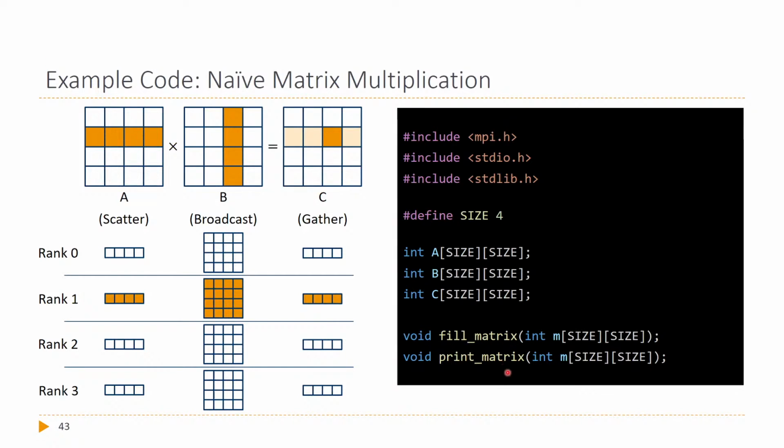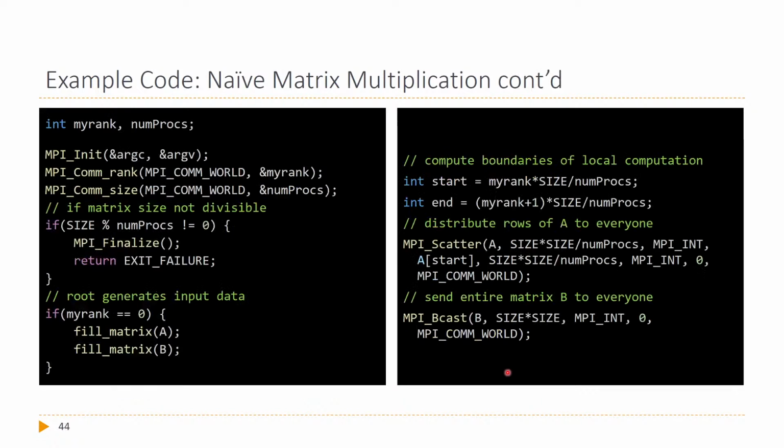They're not on the slides, so just assume that they are available and will be linked somehow into your program. Then we have variables for the rank ID and the number of processes. We call our init as we have to. We check the rank of everybody and the total number of ranks we have available. Then just a little bit of error handling that is usually missing from my slides because of the space.